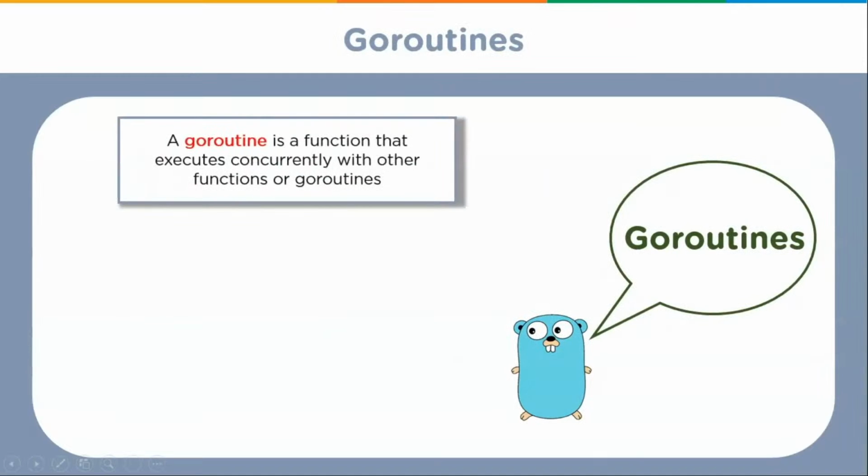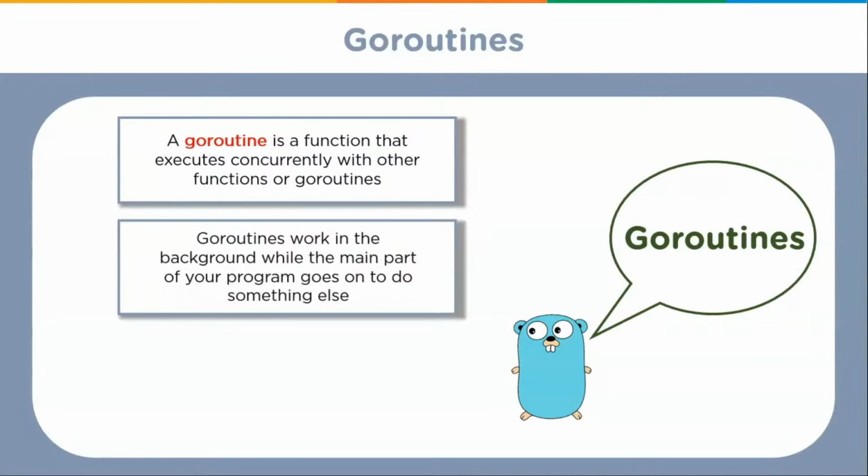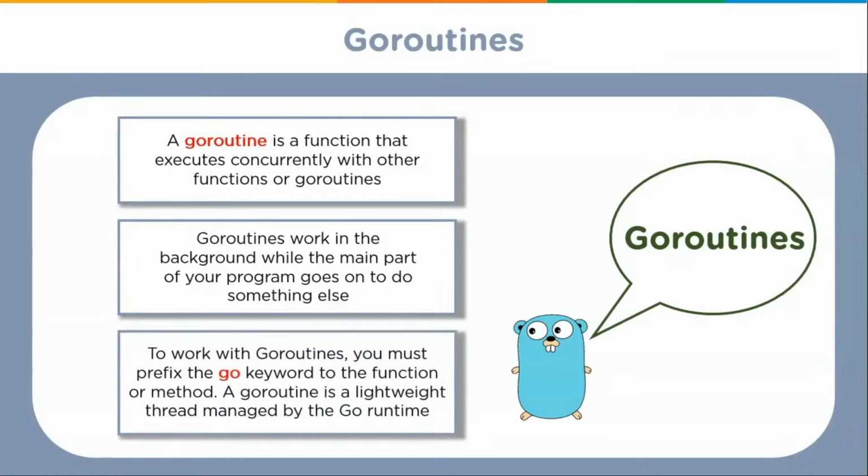Now, we will understand how goroutines and channels operate in the concurrency model. First, we'll head with goroutines. A goroutine is a function that executes concurrently with other functions or goroutines. Goroutines work in the background while the main part of your program goes on to do something else. Goroutines are not OS threads. To work with a goroutine, you have to prefix the go keyword to the function or method. A goroutine is a lightweight thread managed by the Go runtime. Now, we'll understand the usage of goroutines with the help of an example. First, we will go through the properties of goroutines.